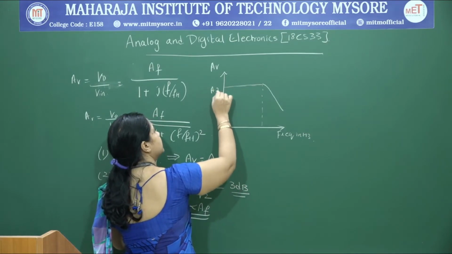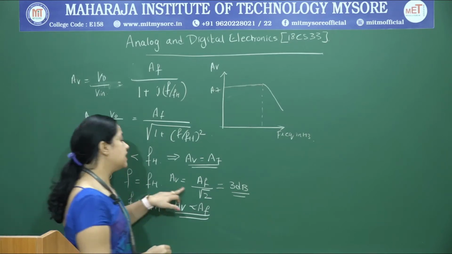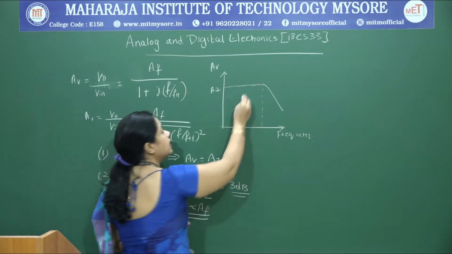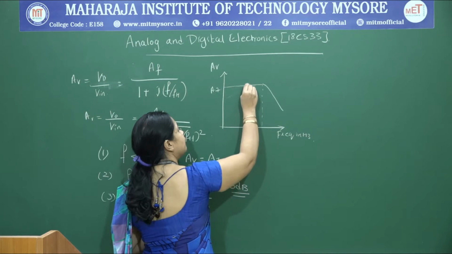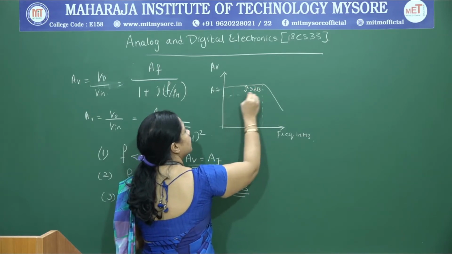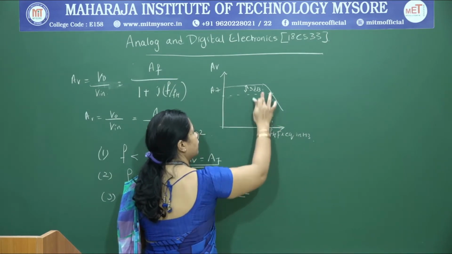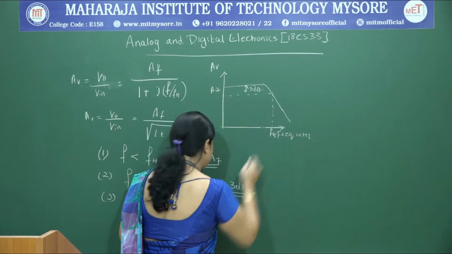It is maximum, equal to the passband gain. So at the cutoff frequency, what happens? The gain rolls down by 3 decibel. So from the flat frequency response, go 3 decibel downwards, and this corresponds to the cutoff frequency. And beyond the cutoff frequency, what do you notice?